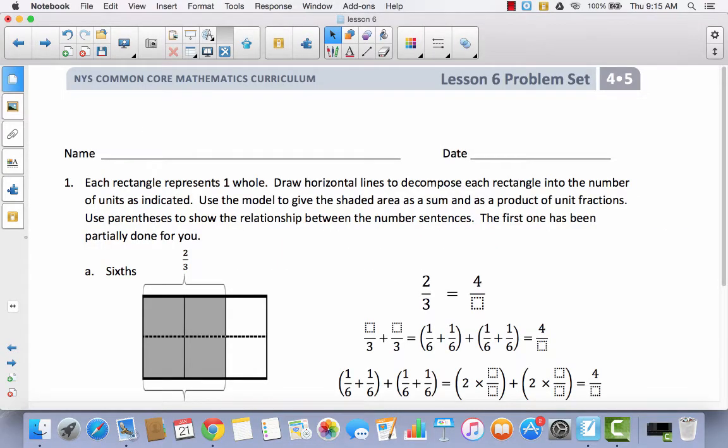It says each rectangle represents one whole. Draw horizontal lines to decompose each rectangle into the number of units as indicated. Use the model to give the shaded area as a sum and as a product of unit fractions. Use parentheses to show the relationship between the number sentences. The first one has been partially done for you.